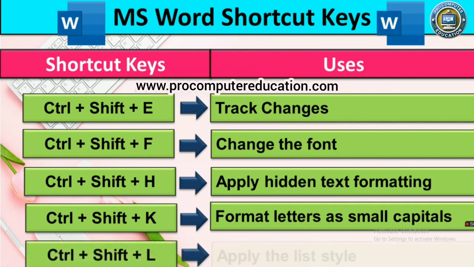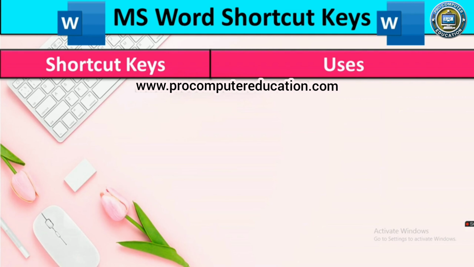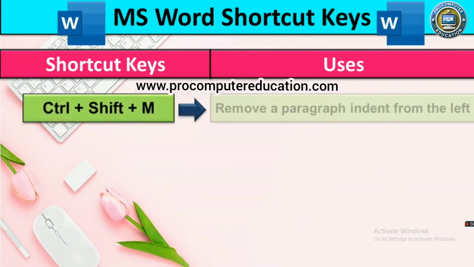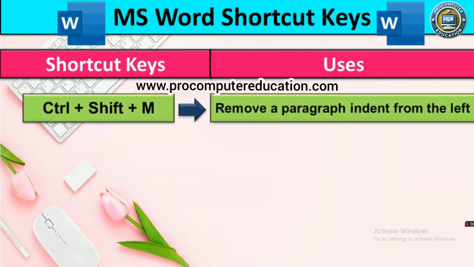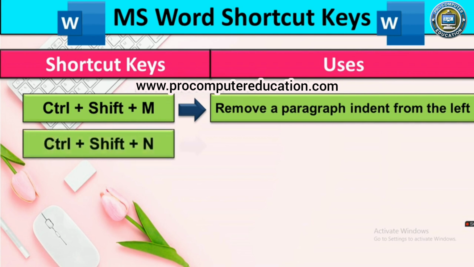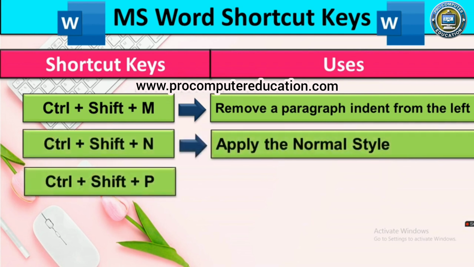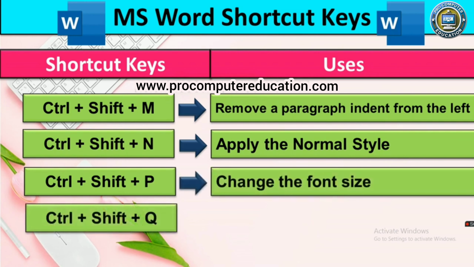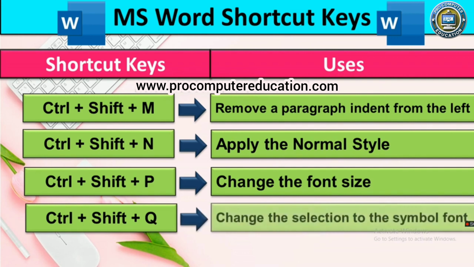Ctrl plus Shift plus L, apply the list style. Ctrl plus Shift plus M, remove a paragraph indent from the left. Ctrl plus Shift plus N, apply the normal style. Ctrl plus Shift plus P, change the font size. Ctrl plus Shift plus Q, change the selection to the symbol font.